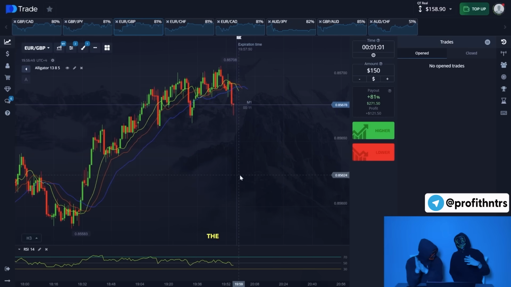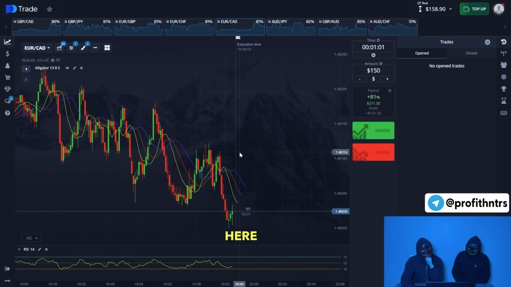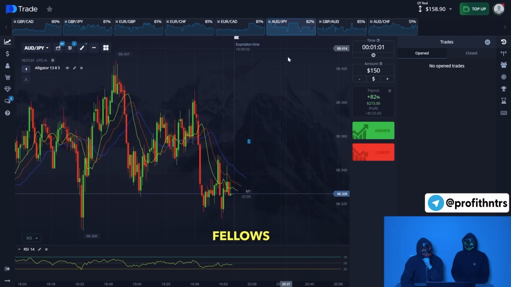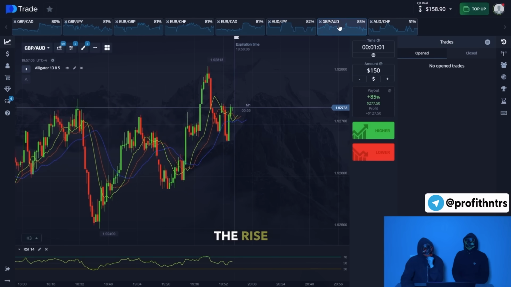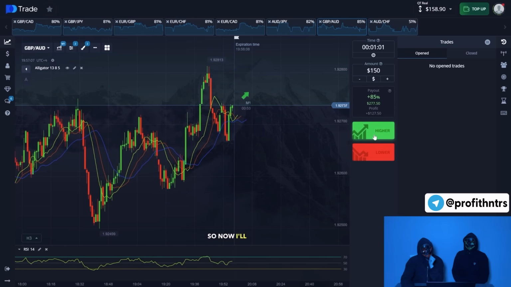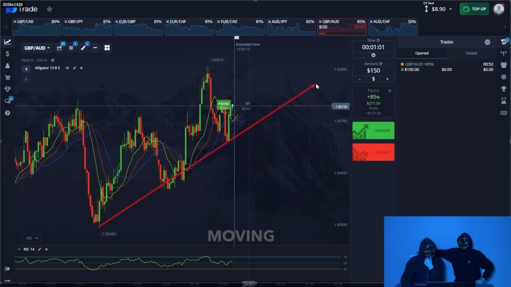So, alright, the next trade will be opening the red. We won't open here, we won't open here. We'll think here, here. Let's open during the rise, fellows. Why during the rise? Because we have a situation during the rise. So now I'll explain to you in more detail. Look, we have the primary trend moving up.